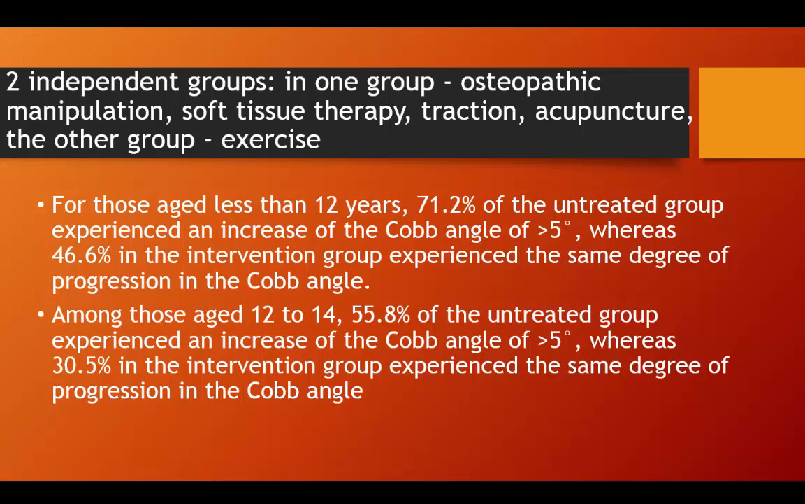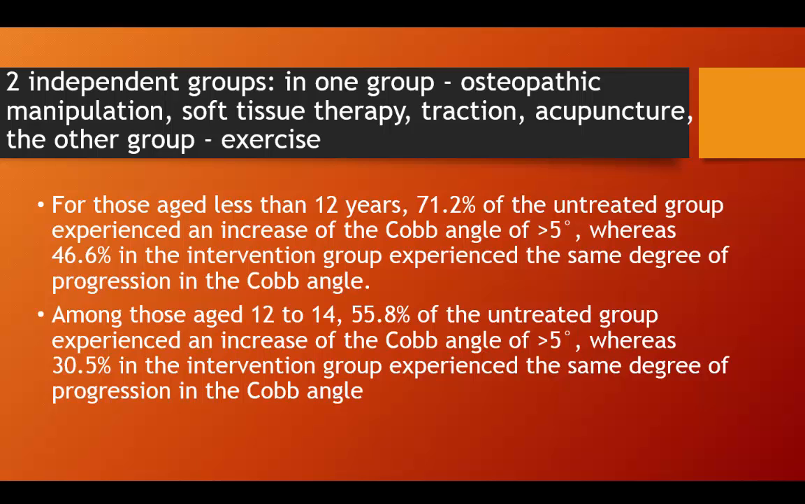In another study, there were 2 independent groups. One group involved the use of osteopathic manipulation, soft tissue therapy, traction, and acupuncture, and exercise was the approach used in the comparison group. For those aged less than 12 years, 71.2% of the untreated group experienced an increase in the Cobb angle greater than 5 degrees, whereas 46.6% in the intervention group experienced the same degree of progression in the Cobb angle.